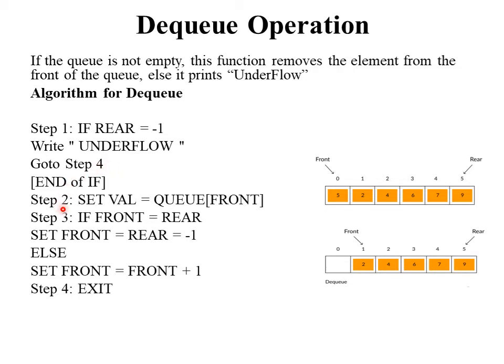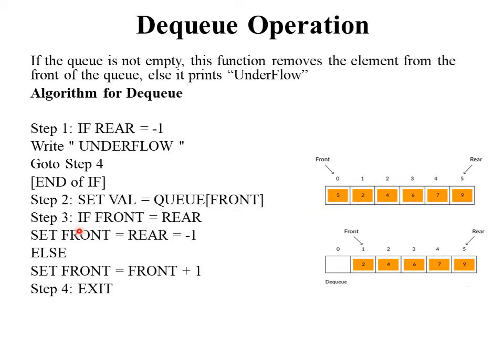Otherwise, go to step 2 and set val is equal to queue[front]. Meaning of this is, where is front pointed? In this figure, front is pointed to the 0th location. So we delete this location data, that is 5.